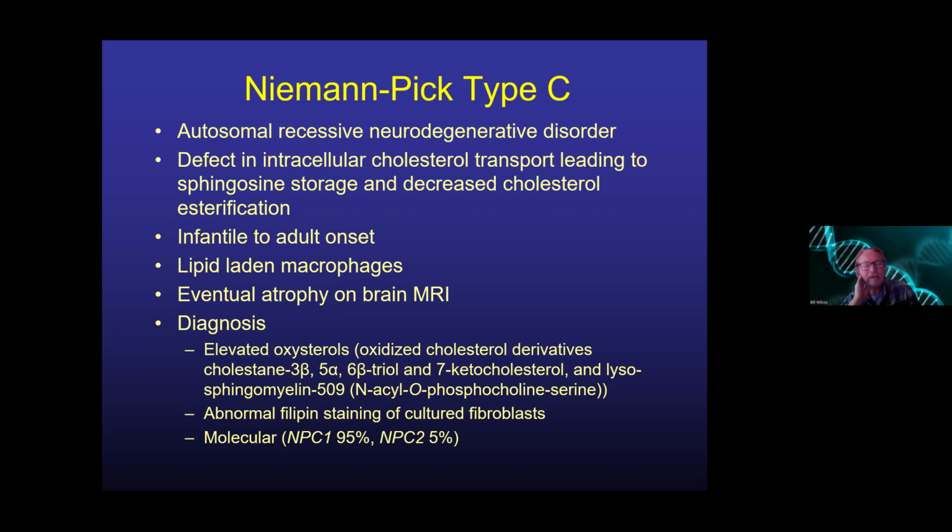The old way of doing it was cultured fibroblasts and filipin staining for the cholesterol storage, and molecular testing solves it most of the time, with most of the mutations in the NPC1 gene. There's a second gene, NPC2, that accounts for the minority of patients.